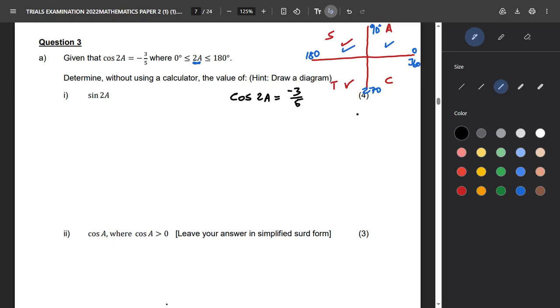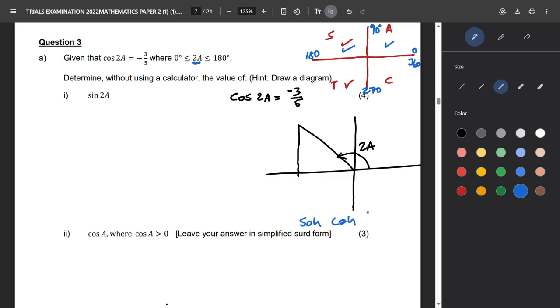your diagram. So this is what I'm going to do for my diagram. I know that it will be in quadrant 2, and then there is my angle. So it will be in this quadrant. This angle is 2a. And now using SOHCAHTOA, I'm given the cos, which is adjacent over hypotenuse, right? But we know that the hypotenuse is always positive, which means that my x is the one that is minus.